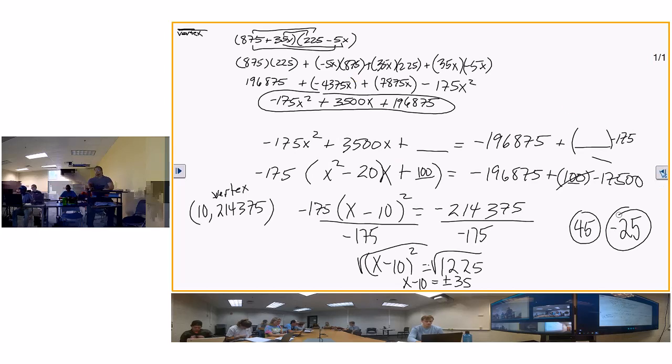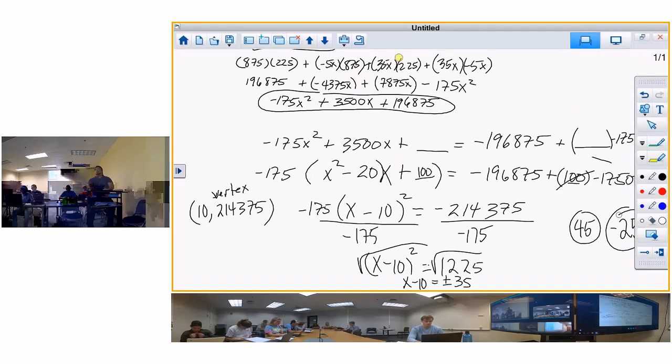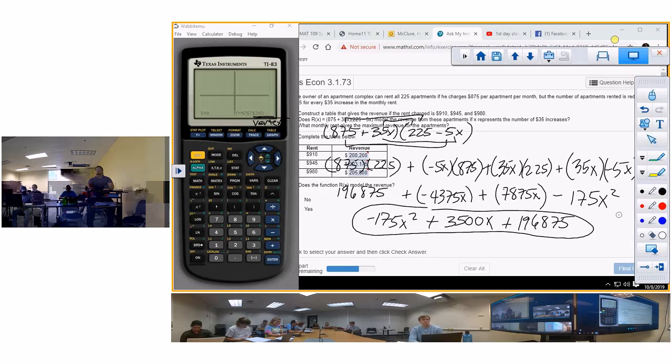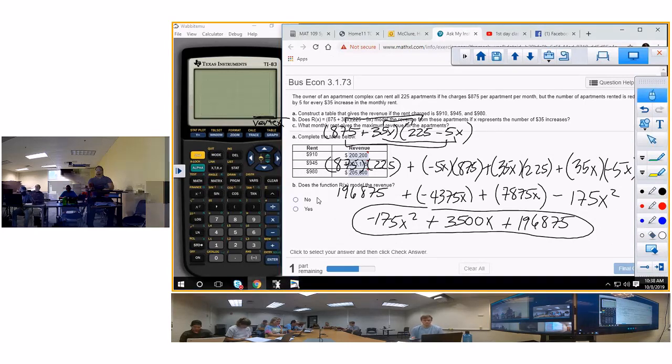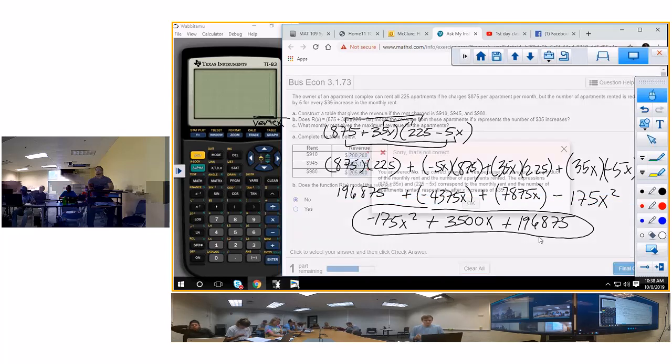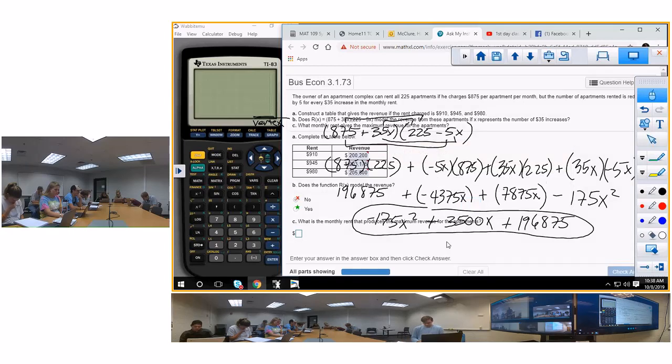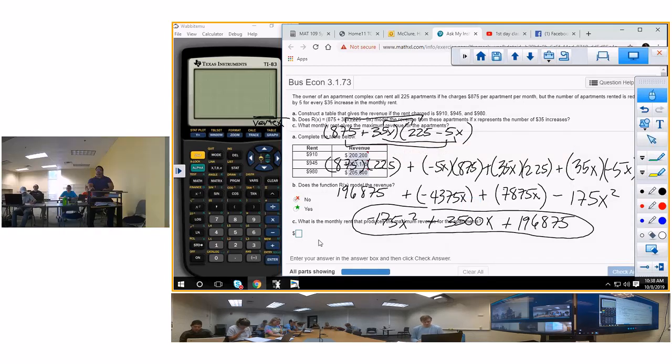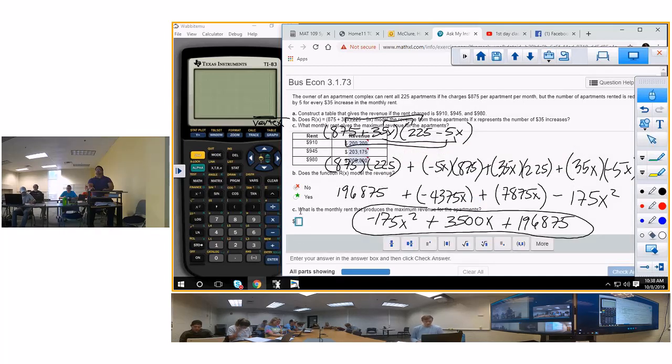I don't know what they're asking for here. Does the function R(x) model the revenue? I don't even understand the first part of the question. What is the monthly rent that produces the maximum revenue? Be the x. What is the x?